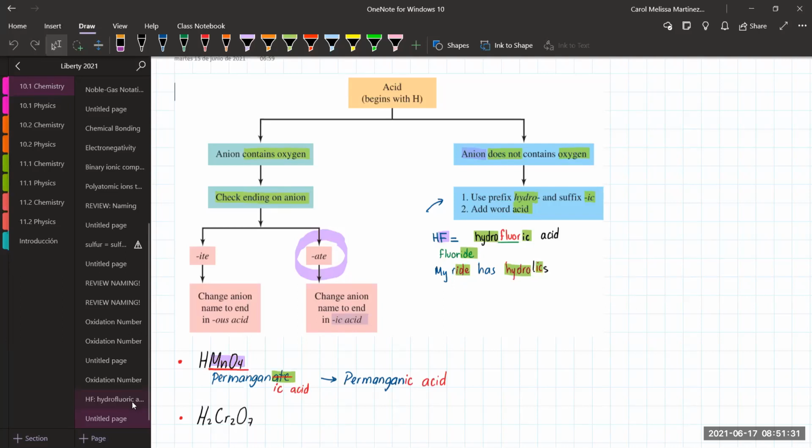Now, take a look at the second acid. We're going to focus just on the anion. The anion is the rest of the acid without the hydrogen. What is the name of this anion? Exactly, Kenneth. Thank you. Dichromate.